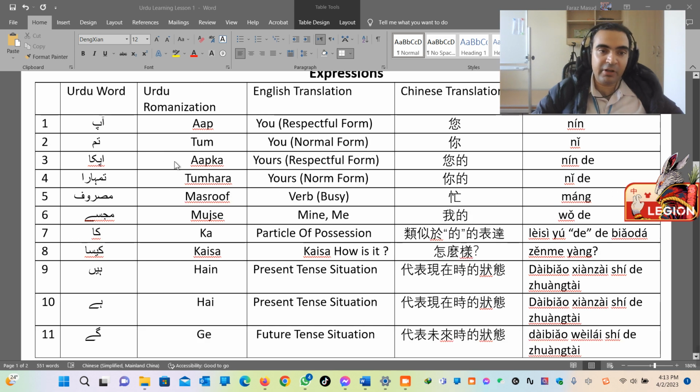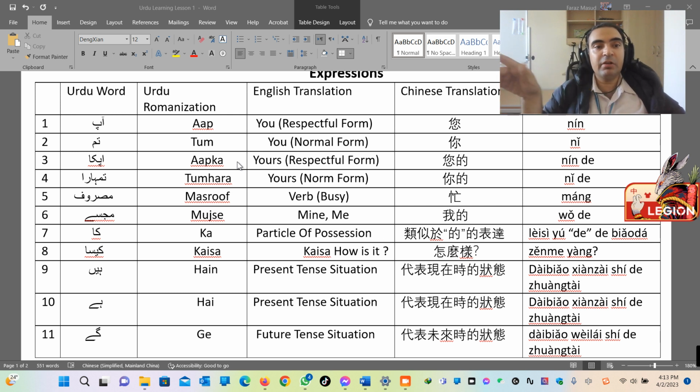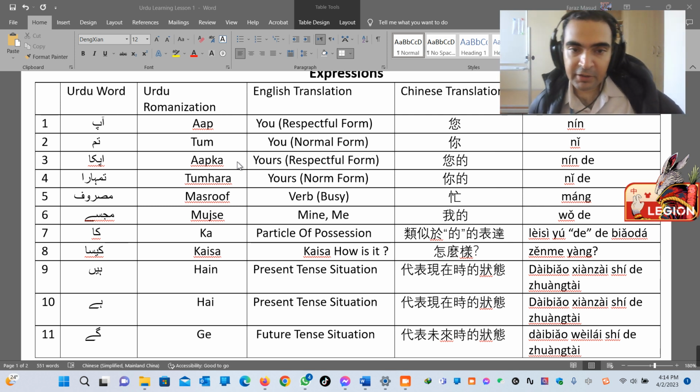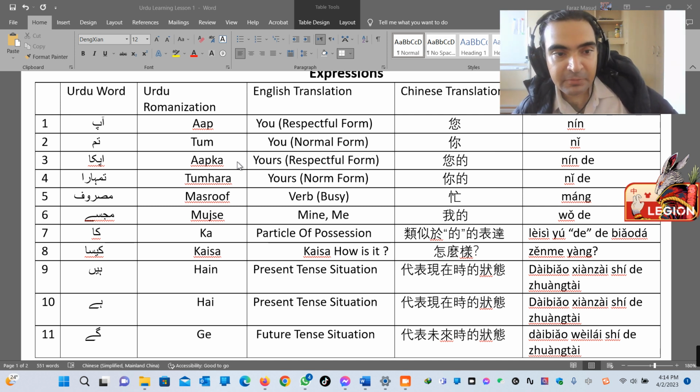And then again on to the next word. The next word is aapka. Aapka is yours in respectful form. In Chinese we call it like nind. And then again the next word is yours in normal form, which in Urdu is tumhara. This is the word. And in Chinese it's nita.